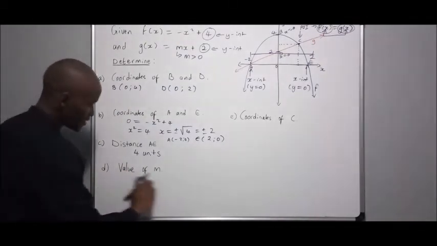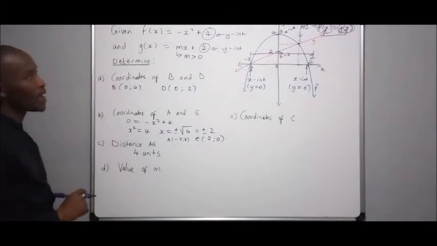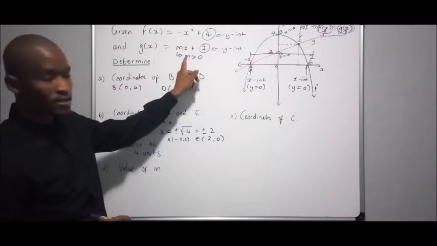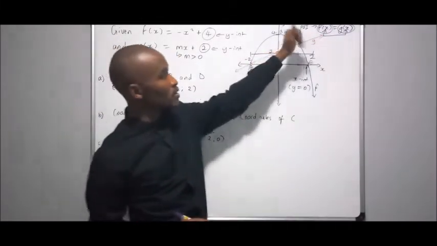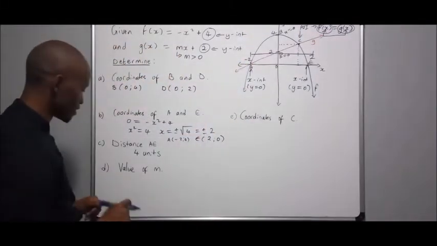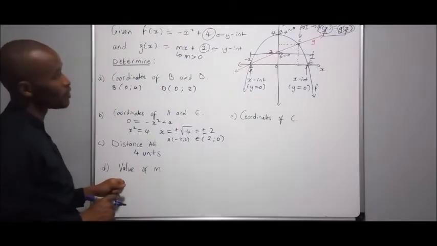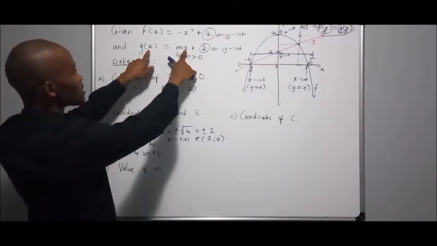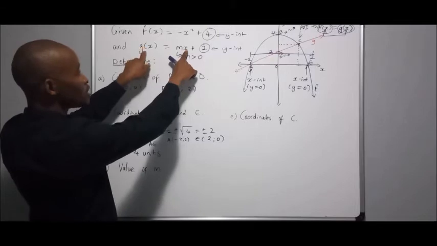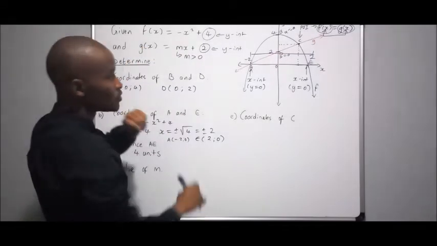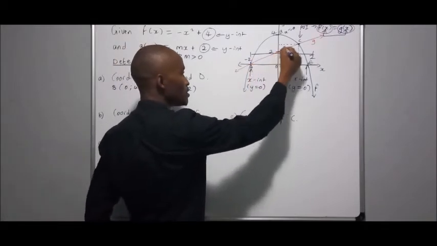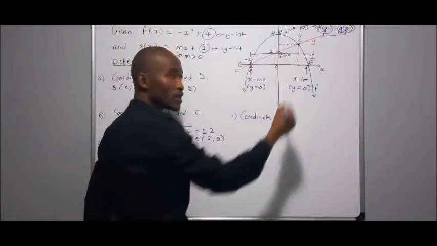All right, next one, D, value of M. Look at this. There's a prediction or an expectation that we have that M must be positive because this is an increasing function. So how do we calculate the value of M? Clearly, we're going to need to substitute for x and y here and be able to solve for M. So we need a point on G that we have a right to substitute. Do we have a point on G? Yes, we have A, we have D, we have C, but we don't have the coordinates of C.